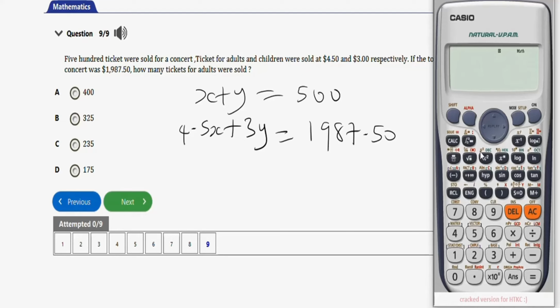So x is the number of tickets for adults. The answer is 325 tickets. Option B is the right answer to this question. Then the number of tickets for children is 175 tickets. So what we are looking for is adults, which is this option B. So this basically is how you can solve problems involving financial arithmetic for your WASSCE Maths. We practiced with 8 repeated questions in this video. Hope you learned something interesting from this video.